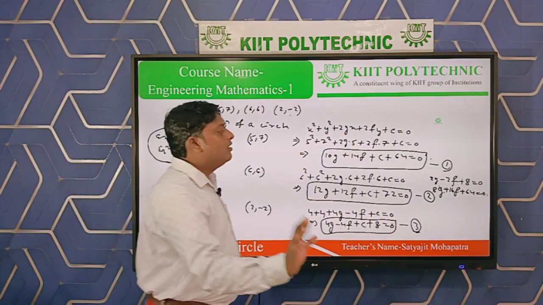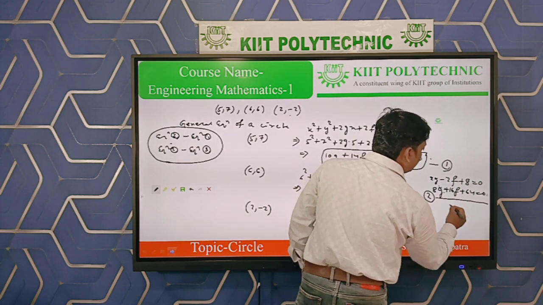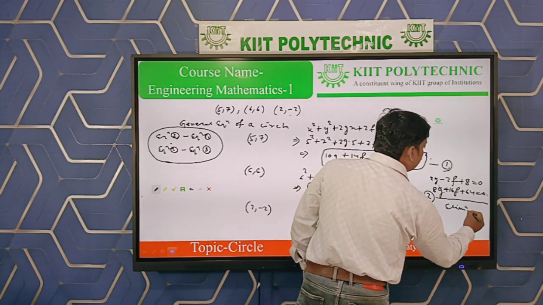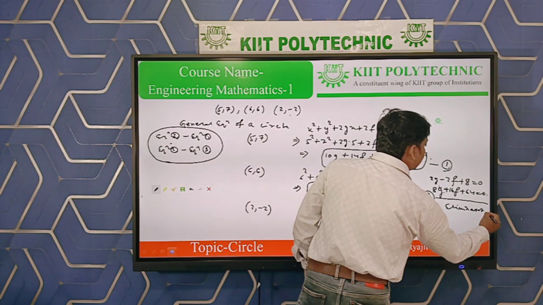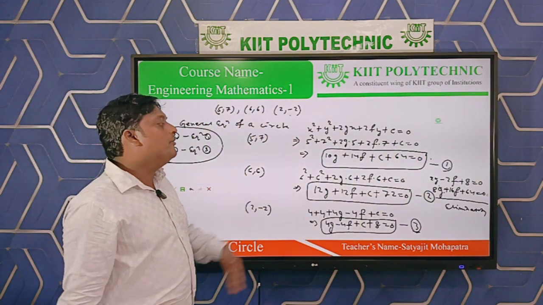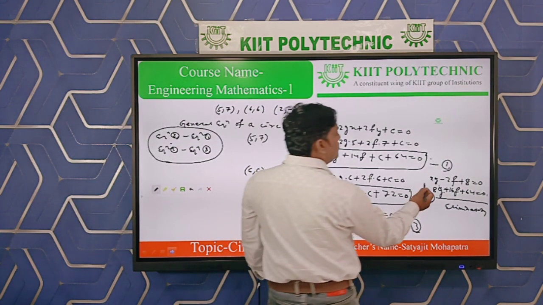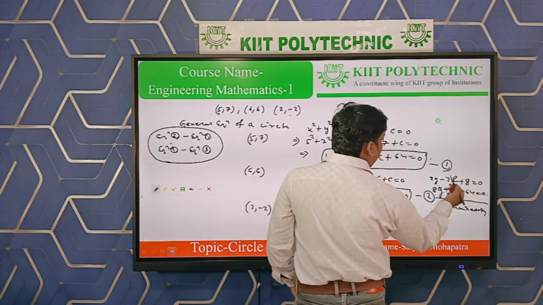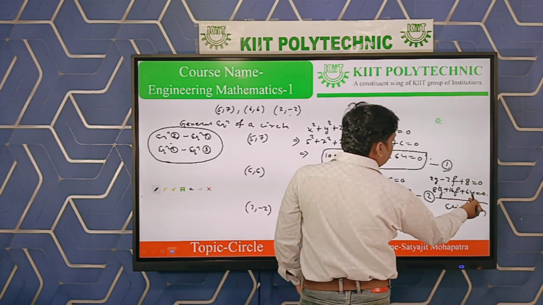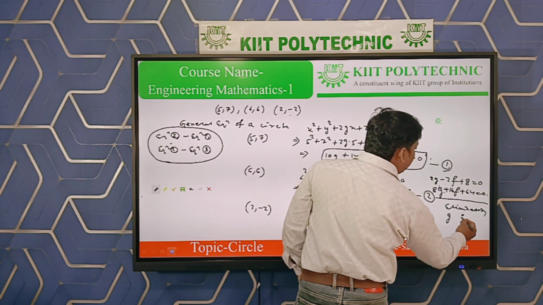And I know all of you are capable enough to simplify these two equations by the elimination method. It is a very easy process. Elimination: 2g minus 2f plus 8 equals 0, and 8g plus 16f plus 64 equals 0. Simplifying these two, you can get g and f.